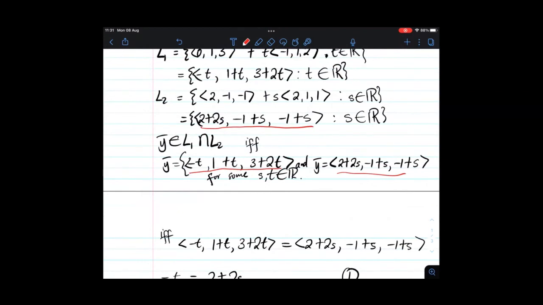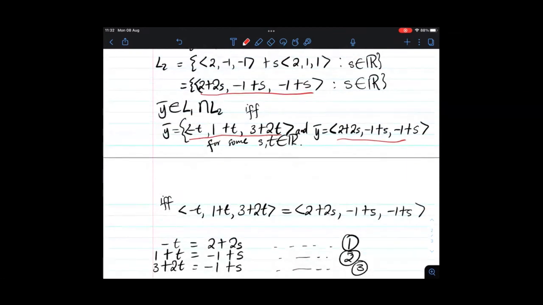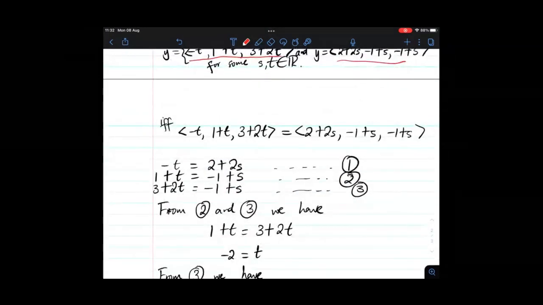we end up with (minus t, 1 plus t, 3 plus 2t) is going to be equal to (2 plus 2s, minus 1 plus s, minus 1 plus s). And from there, we know by definition of equality of algebraic vectors that the first component of the left-hand side has to be equal to the first component of the right-hand side, and so forth, right? So we end up with these three equations, and we've got two unknowns, and we want to check if we can find s and t that satisfy all the three equations.